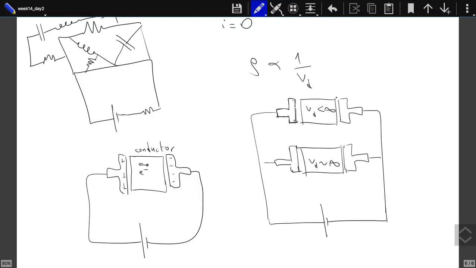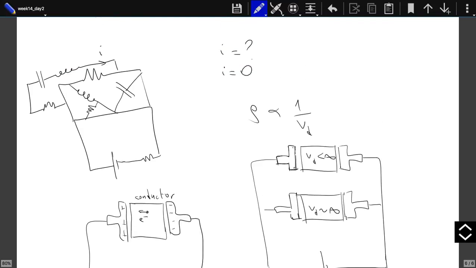Let me ask one more question. I understood this example, but I don't understand the rules. Which one? This one? Yeah.